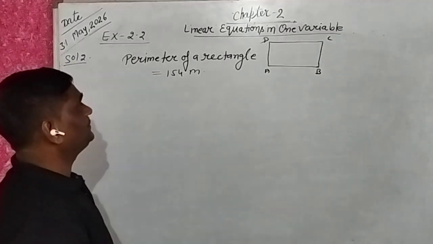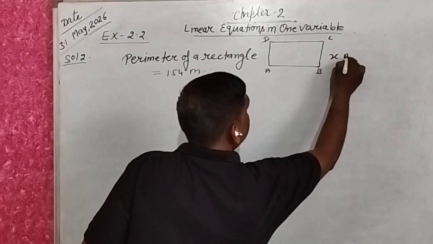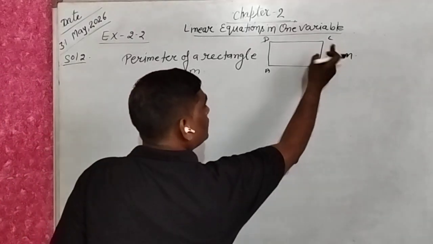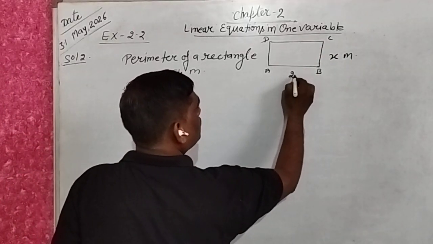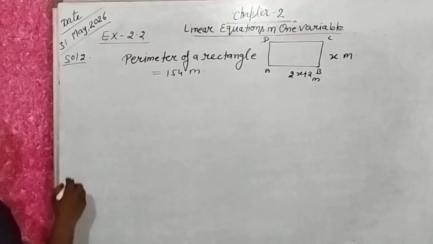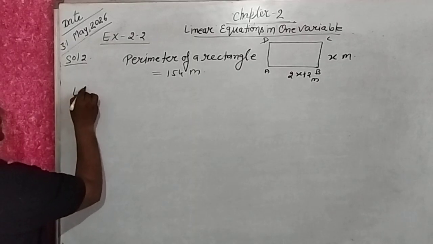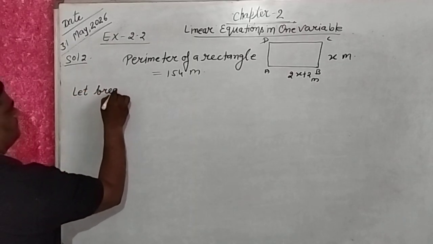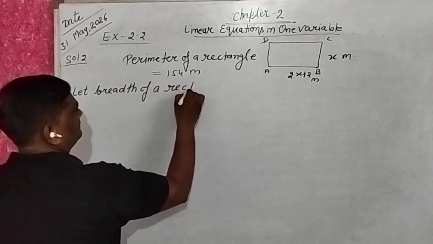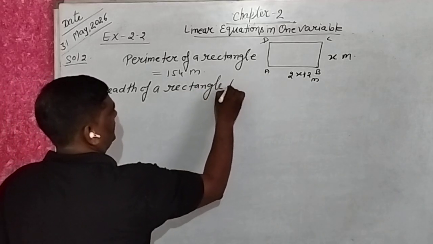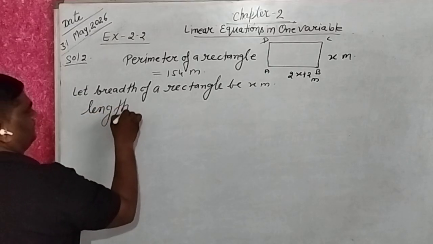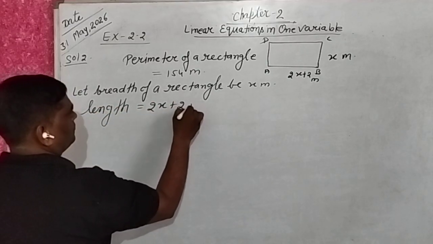Yes, let us imagine the breadth is x, and twice is 2x, 2 meters more, for the length. So we write here: let the breadth of the rectangle be x meters, and the length 2x plus 2 meters.